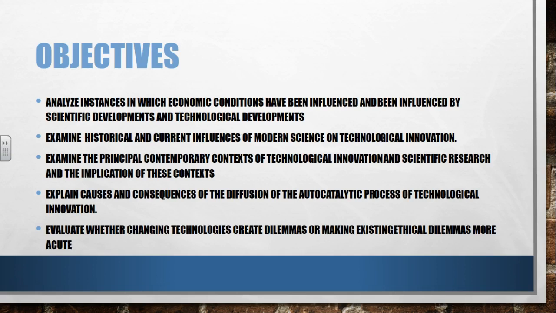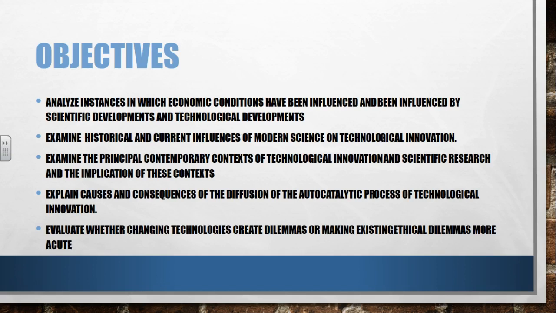We're going to look at the principal contemporary context of technological innovation and scientific research, and how do we implement these? Okay, that's going to be important, especially when it comes to looking at history right there. The cause and consequences of the diffusion of autocatalytic process of technological innovation. A lot of big words right there, but basically, how does one country develop something that another country sees and wants as well? How does this keep going?